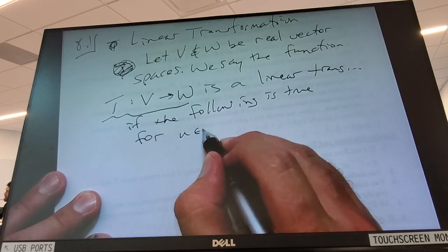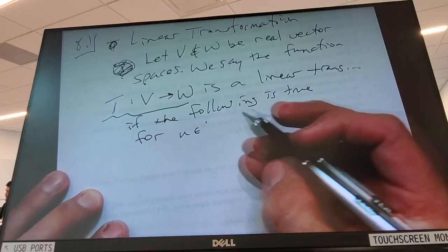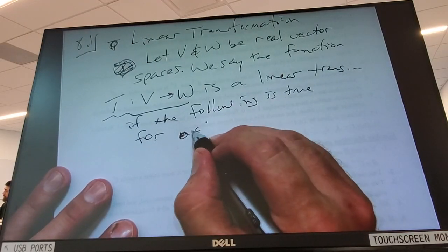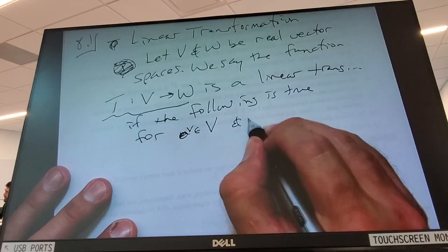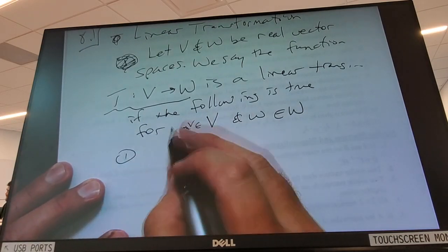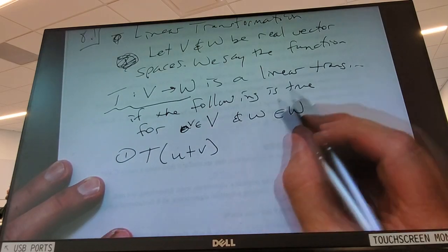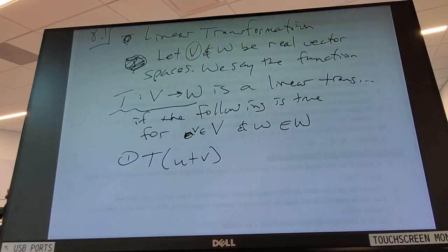For U an element of V and W an element of W. Sorry, I just love past me. That's not a bad idea, actually. There we go. Past me made U an element of V, W an element of W, which doesn't make any sense. Okay, you ready? Here are the two things. If I operate on U plus V with the transform, just to make sure you really understand, if V is R squared, U could be (1, 7). If V is R squared, U could be (1, 7). That vector. You with me?